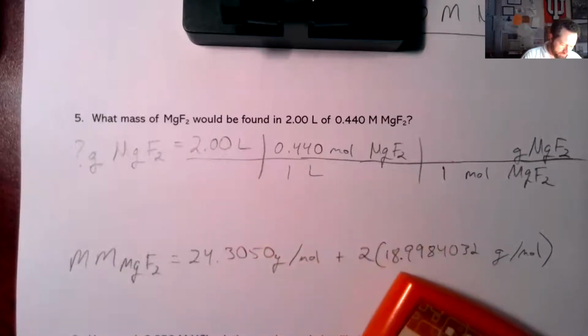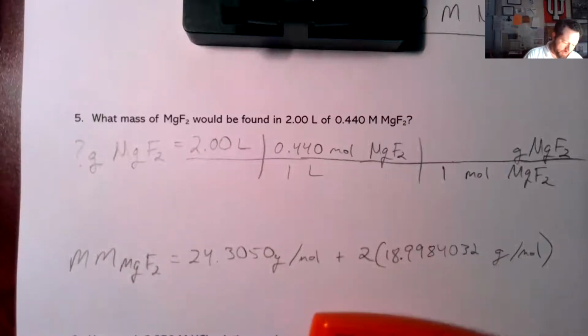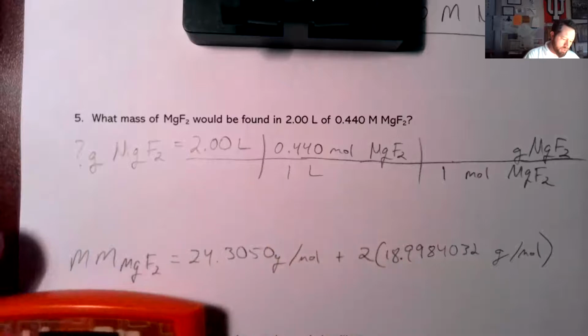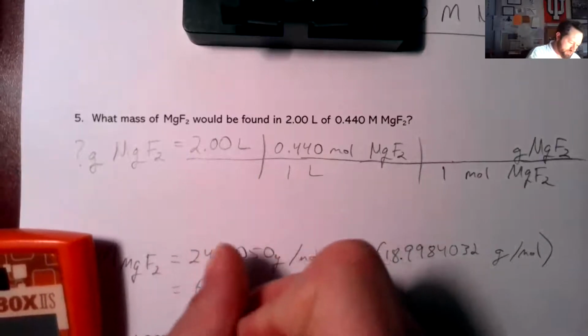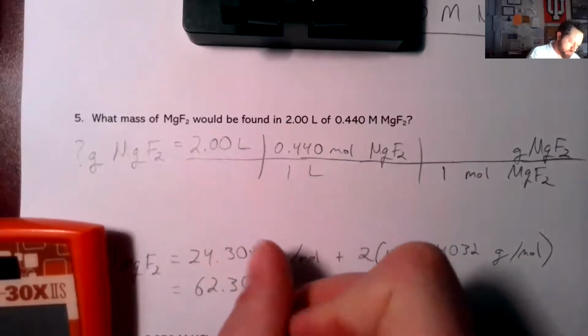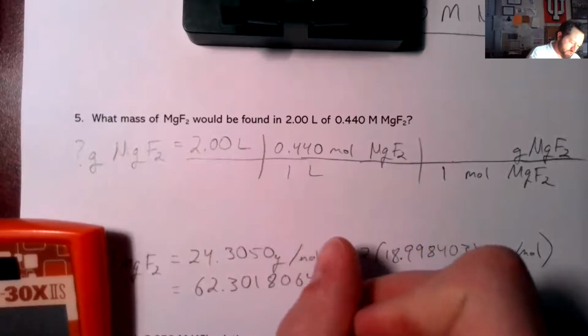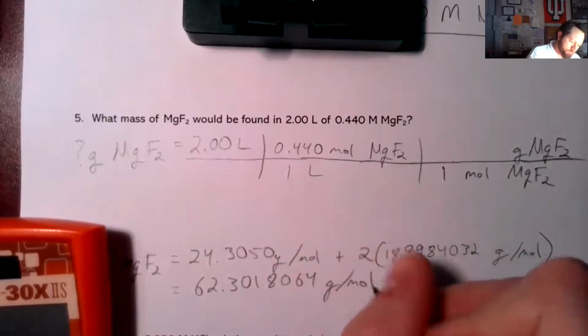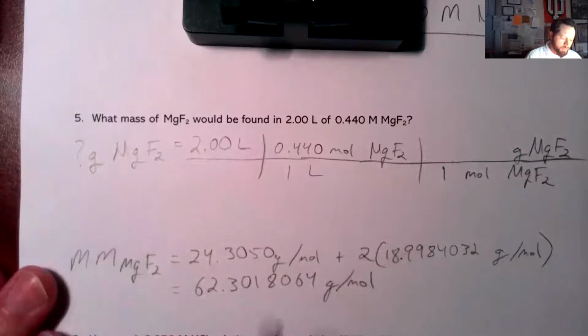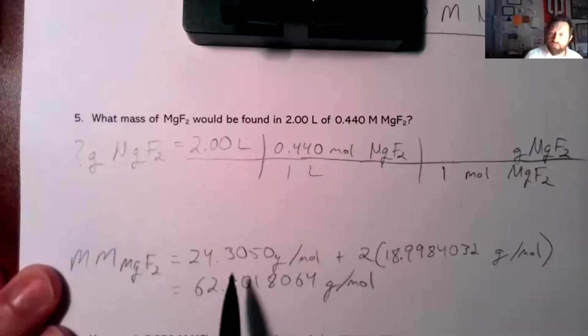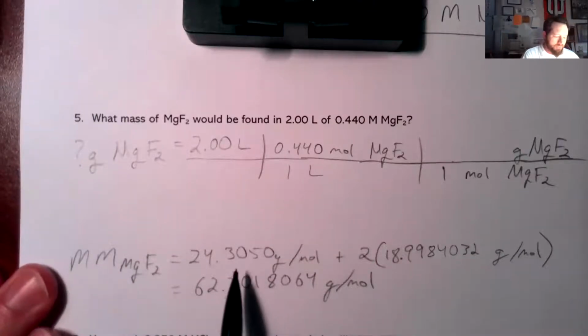Let the calculator do the heavy lifting here. 24.3050 plus 2 times 18.9984032. Close those parentheses up. And I'm getting a molar mass of 62.3018064 grams per mole.